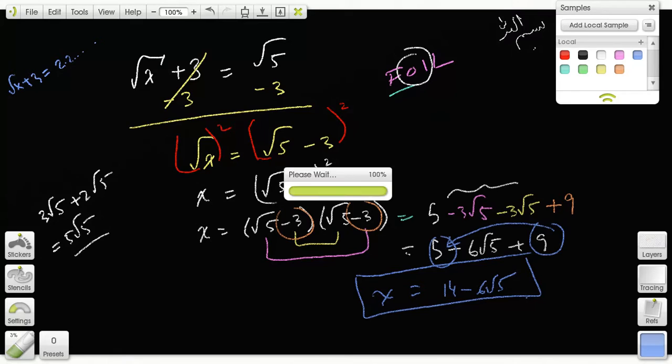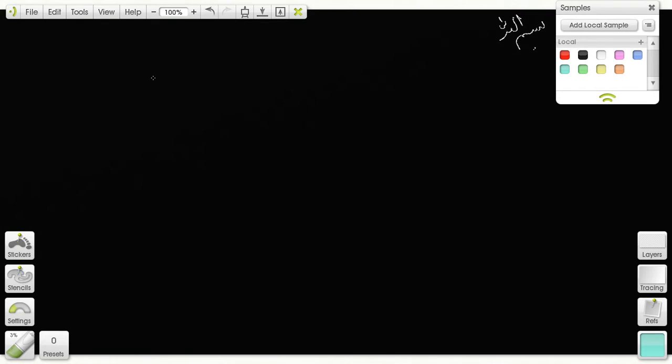So let's do this again. Different example. Square root of x plus 2, minus 3 equals square root of 2. Okay? I can't square yet, right? Because the square root sign is not isolated, right?